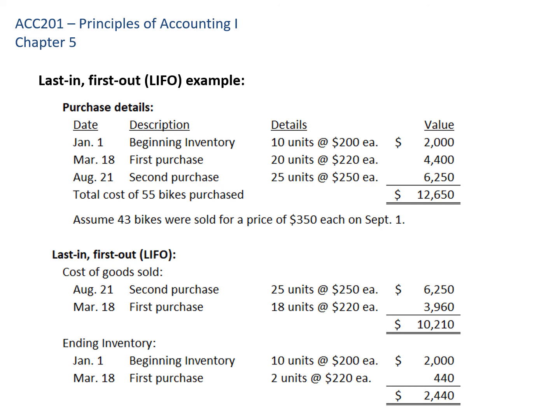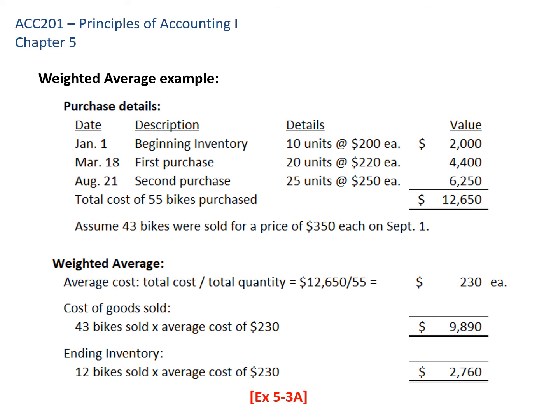So the last method we'll use is weighted average. So in that case here, I'll look at my inventory, the first purchase, the second purchase, I'll add it up. I bought 55 bikes and I spent $12,650. So that works out to an average of $230 each, okay? So I will apply that amount by the 43 bikes I sold. That's $9,890. And my ending inventory, 12 bikes remaining at an average cost of $230 for $2,760. So again, I can add those two numbers up and see that I get $12,650.